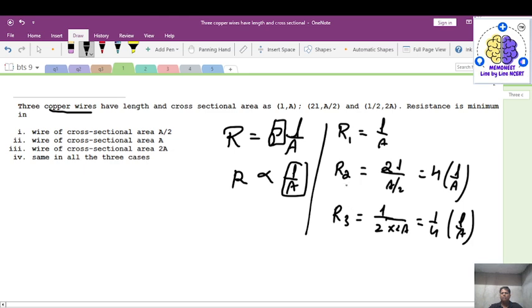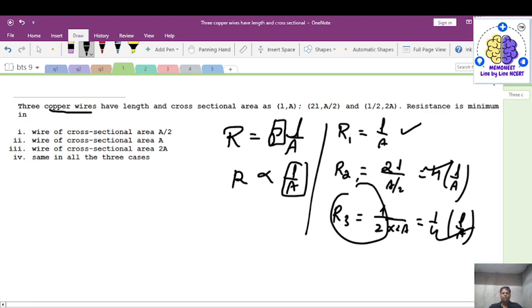Yes, only these three, right? L by A, 2L by A by 2, and L by 2 and A by 2. So here it is L by A, R2 is twice of R1 and R3 is 1/4 of R1. So the minimum resistance will be in the third wire. So let's see what options we have.